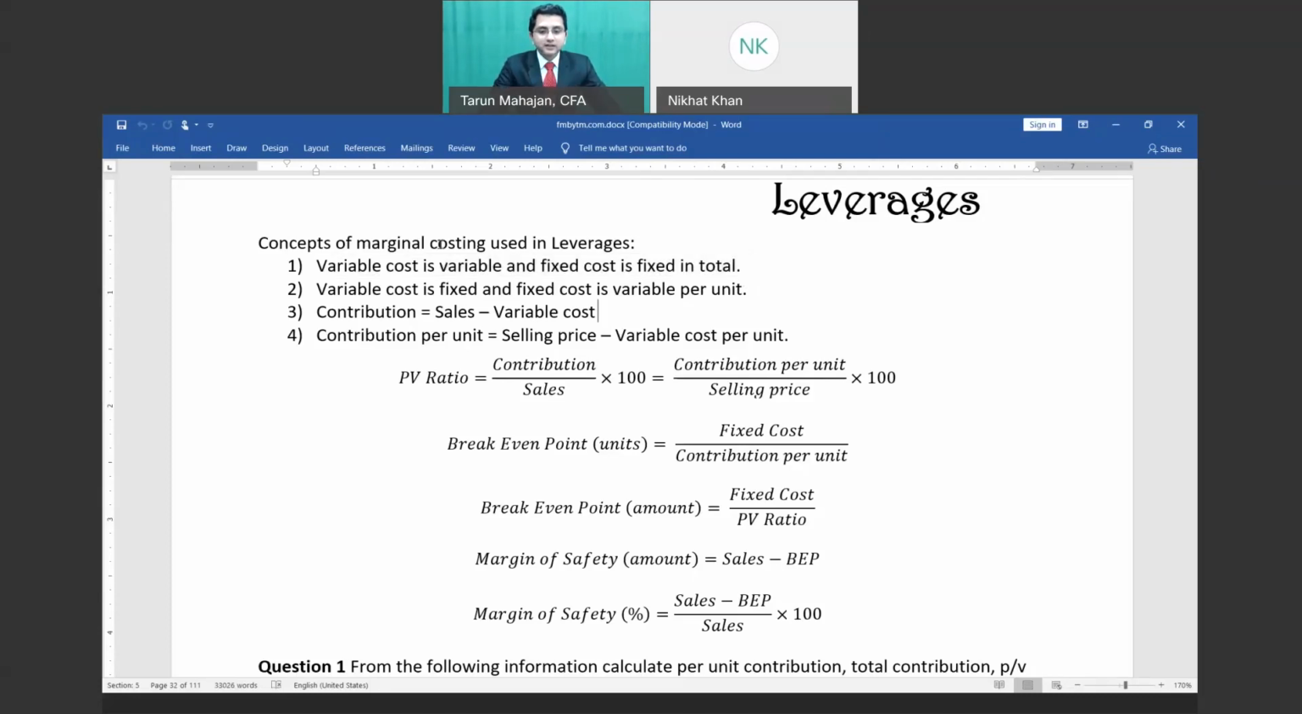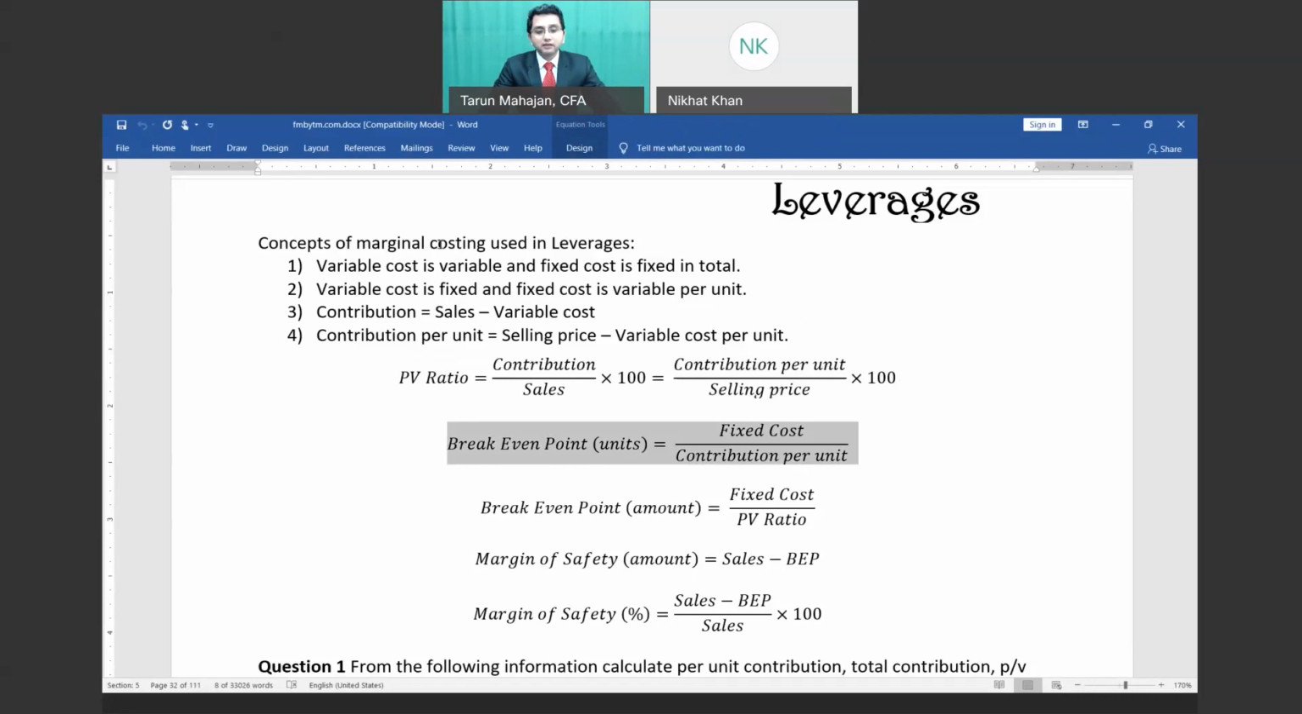Now the next thing is what is contribution? It is sales minus variable cost. If you want to calculate contribution per unit, it's selling price minus variable cost per unit. If you want to calculate PV ratio, that is profit volume ratio, it is contribution divided by sales multiplied by 100. Even if you calculate it per unit, still it will be same. Contribution per unit divided by selling price multiplied by 100.